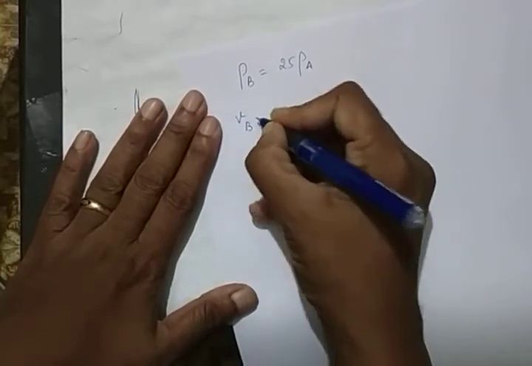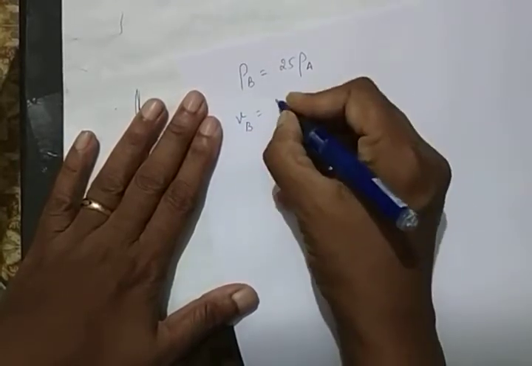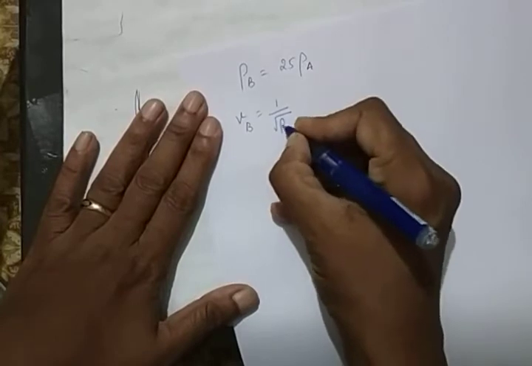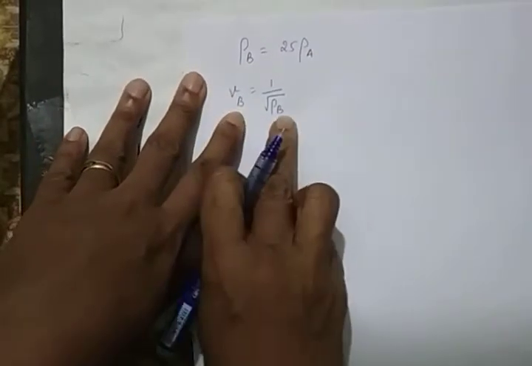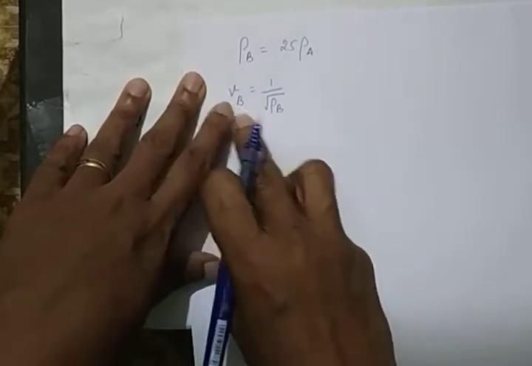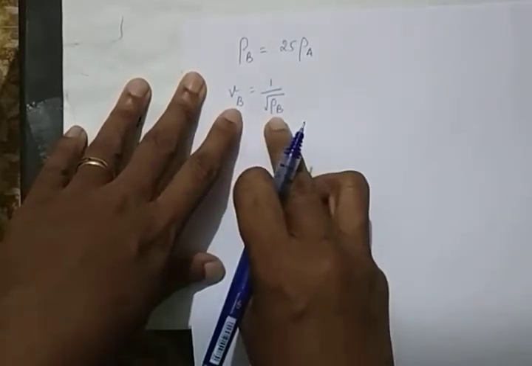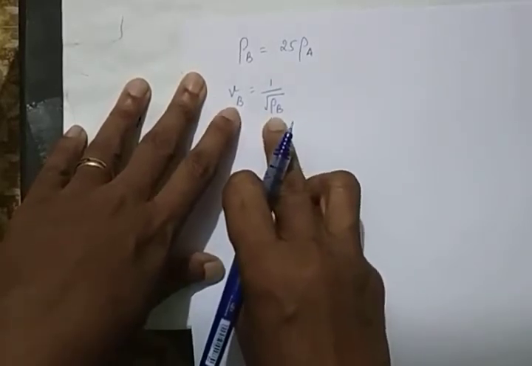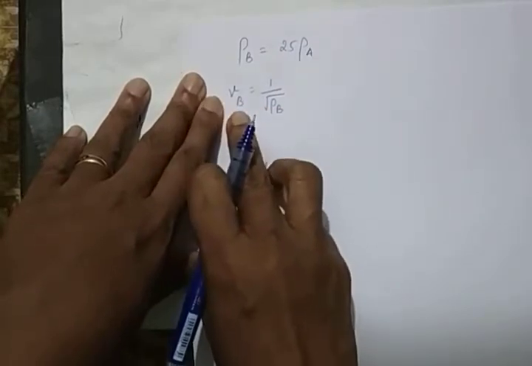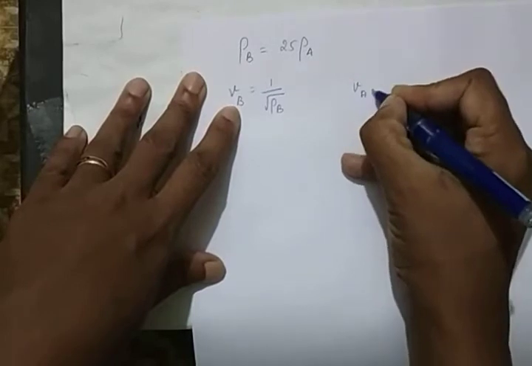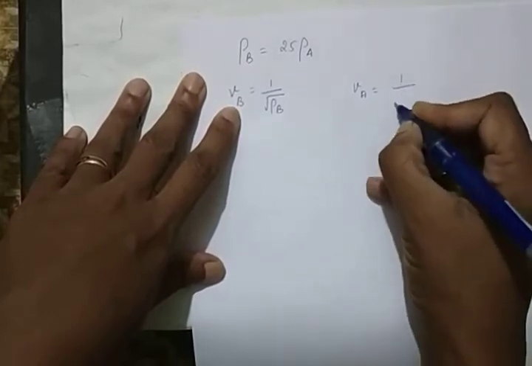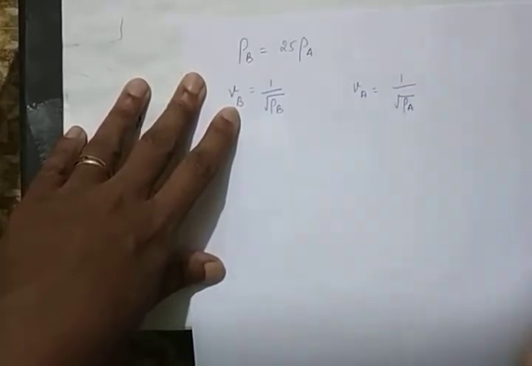we know that speed of sound is inversely proportional to the square root of density. When you write speed of sound of B, here it should be of B. Some of you had written B here and had written A here. That's why your answer went wrong. Okay, if you're writing speed of sound in gas B, here density of gas B. Then the other one, speed of sound in gas A will be 1 by square root of density of gas A.